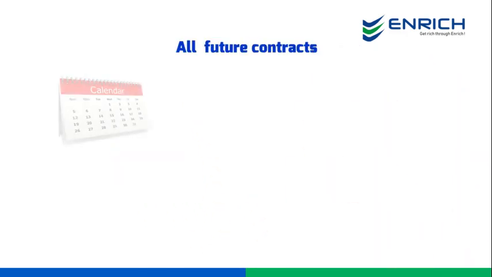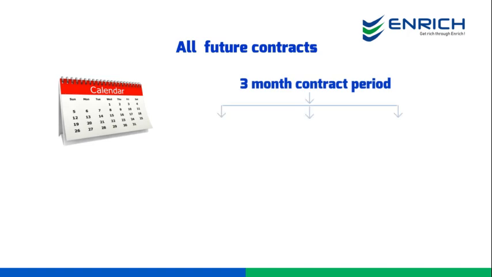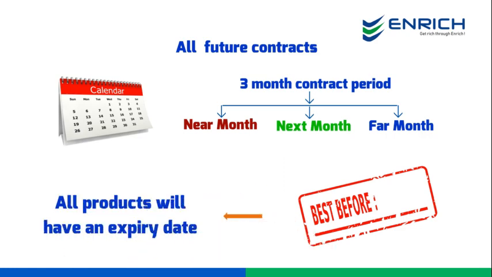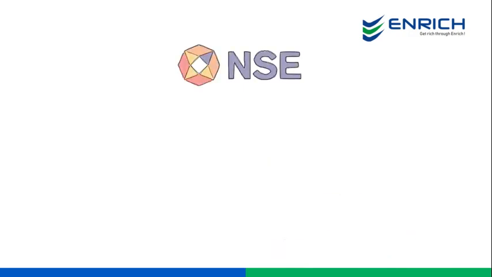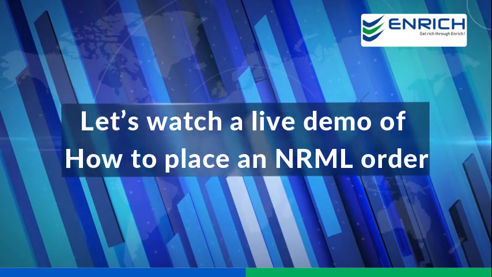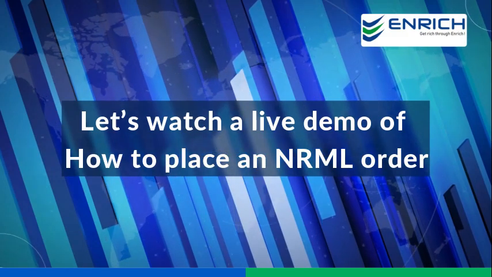All future contracts in NSE are available for 3 months: near month, next month, and far month. And all products have an expiry date. The contract expires on that particular date. So if you wish to carry forward a product, then you must choose the NRML option. Now let's watch a live demo of how to place an NRML order.